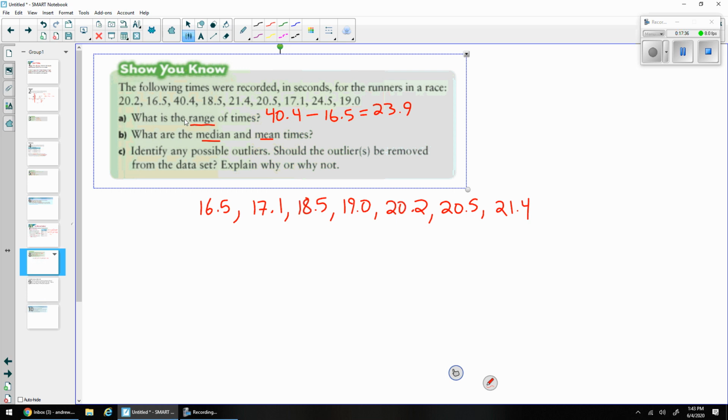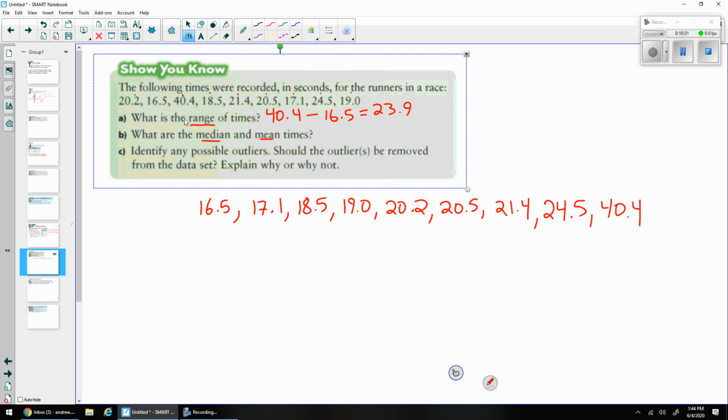Okay, do I have enough? 1, 2, 3, 4, 5, 6, 7. Oh yeah, I'm missing some here. 24.5. I just didn't keep going. I thought I had them all. 24.5 and 40.4. So I'm way behind there.